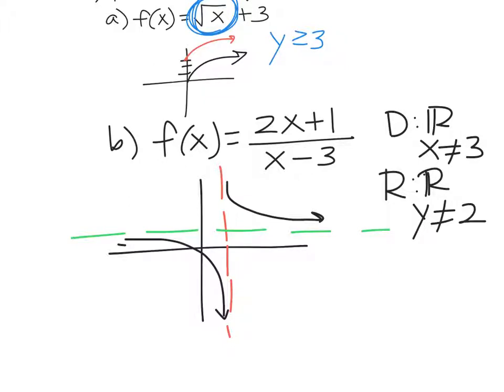Now the other way to see that is this. I don't know if you remember this. If you look over here, 2x over x, their degrees are the same, and so there's an asymptote at y equals 2. You don't remember that? That's totally legal in all 50 states.